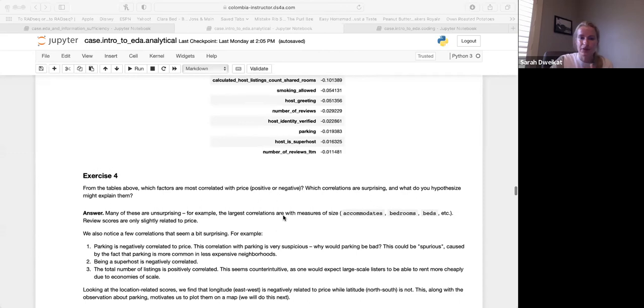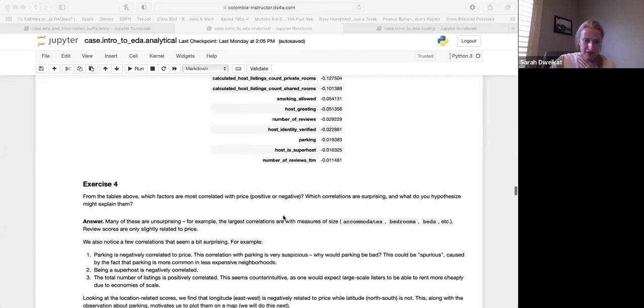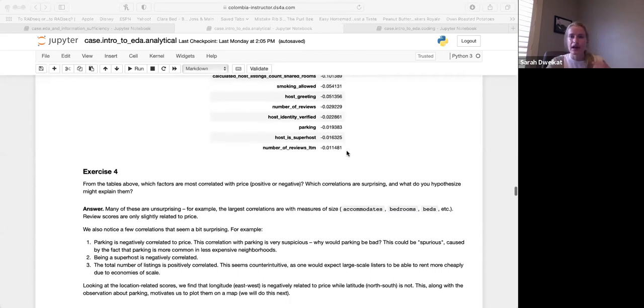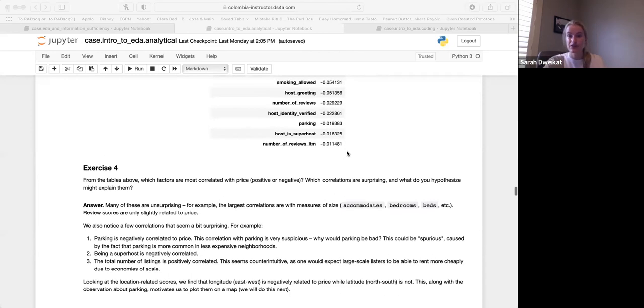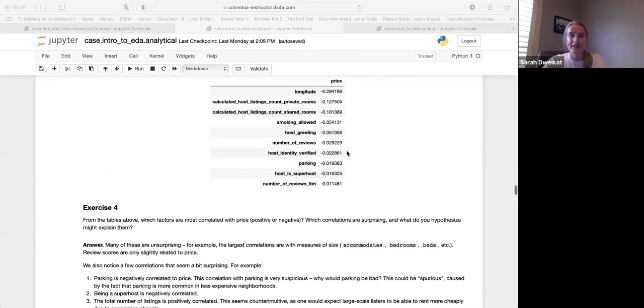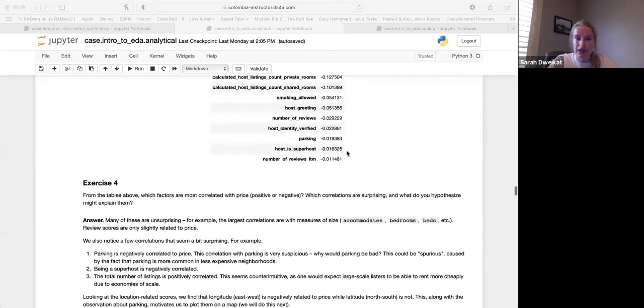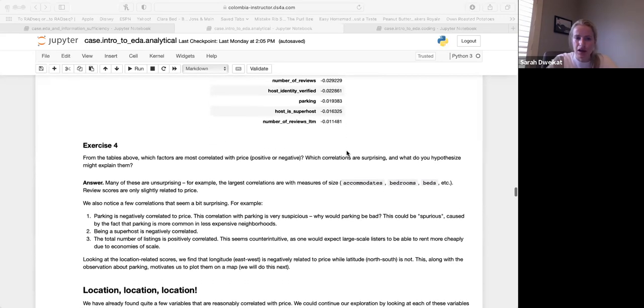There were a couple of things I didn't mention. One of the things that was mentioned was whether the host is a superhost. You would think that maybe that also correlates with price, but it doesn't really seem to. There doesn't really seem to be a relationship. But these are things that, if you have data for them, you could choose to continue to look at. So we're going to look at that parking relationship, and we're going to look at location.